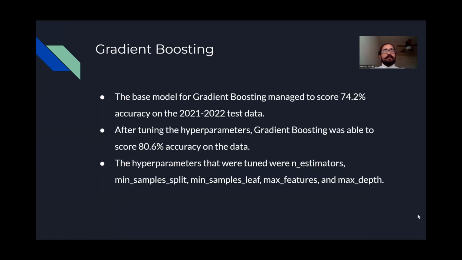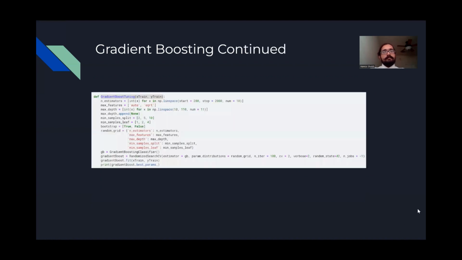The next machine we used was the gradient boosting machine. The base model for the gradient boosting machine managed to score a 74.2% accuracy on the 2021-2022 test data. After tuning the hyperparameters, gradient boosting was able to score an 80.6% accuracy on the data. And the hyperparameters that were tuned were the ones that you could see on screen. And this was, again, the machine used to tune the gradient boosting.